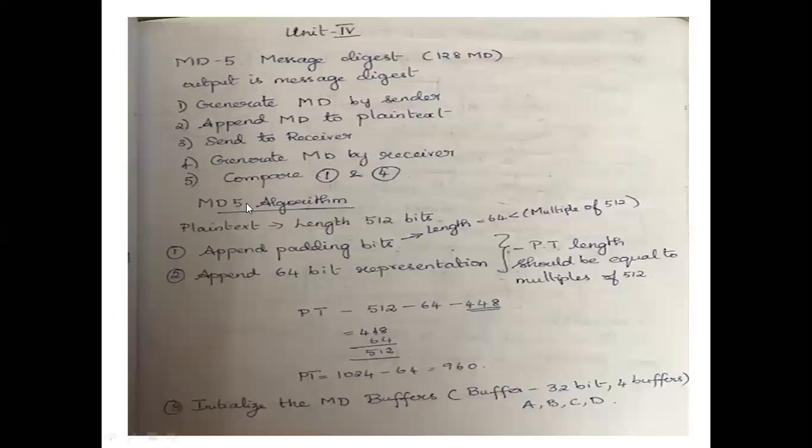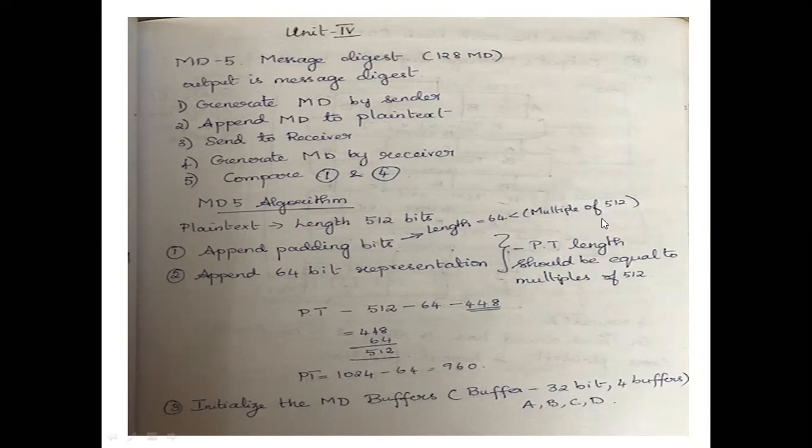Now MD5 will tell you how to get this message digest. So the MD5 algorithm, the main aim is how to get this message digest. For that, the first step is you have to take a plain text which is of length 512 bits. So first what you will do is append some padding bits. How long you will append bits is so that the length should be 64 bits less than the multiple of 512.